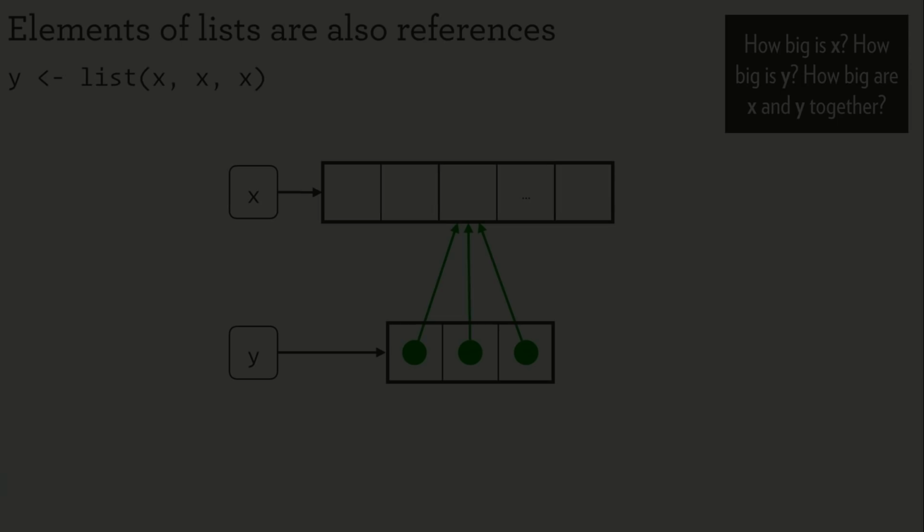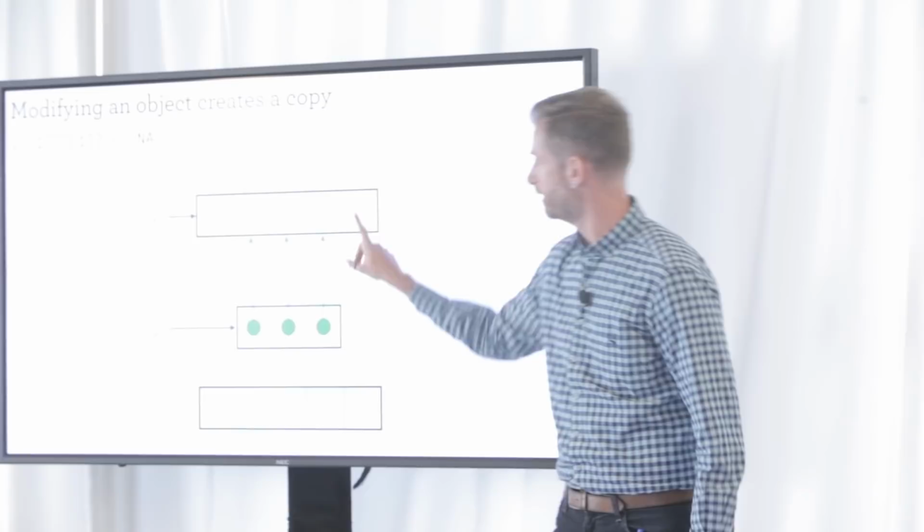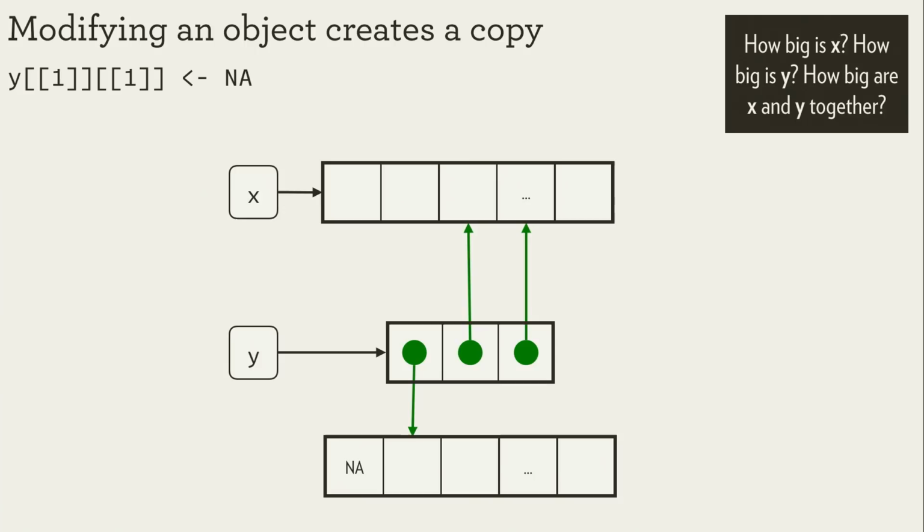So what happens when you modify an object in the list? Well, in R, modifying an object creates a copy. So this happens in two steps. If I'm going to modify the first element of y, first of all, R is going to create the x modified with the first value changed, and then it's basically going to change where this references.